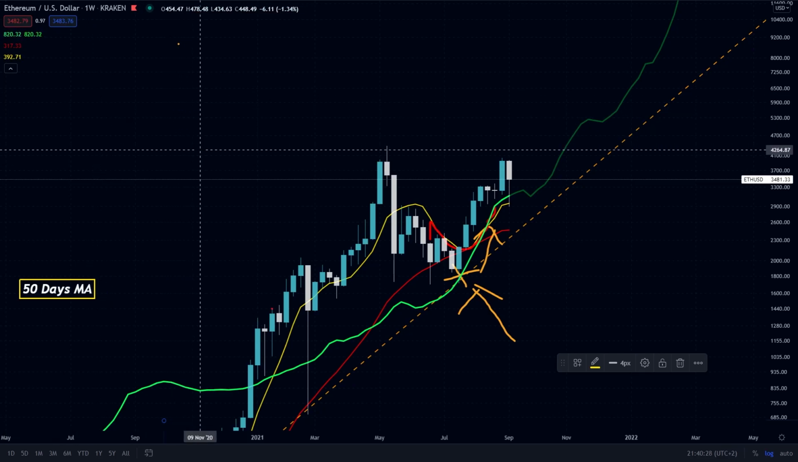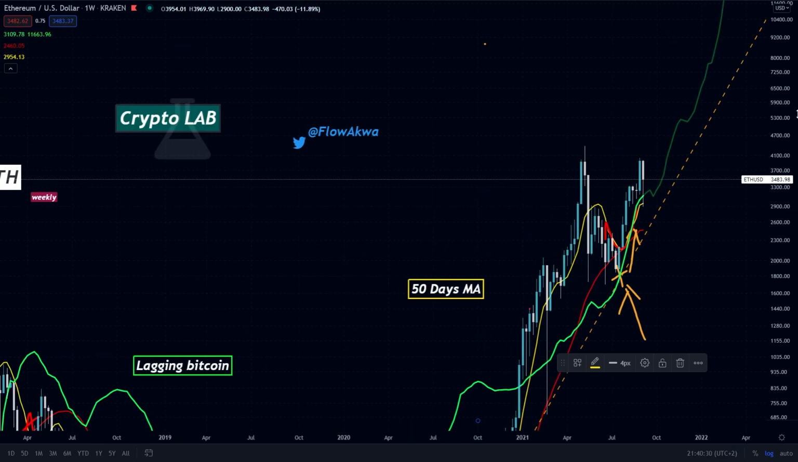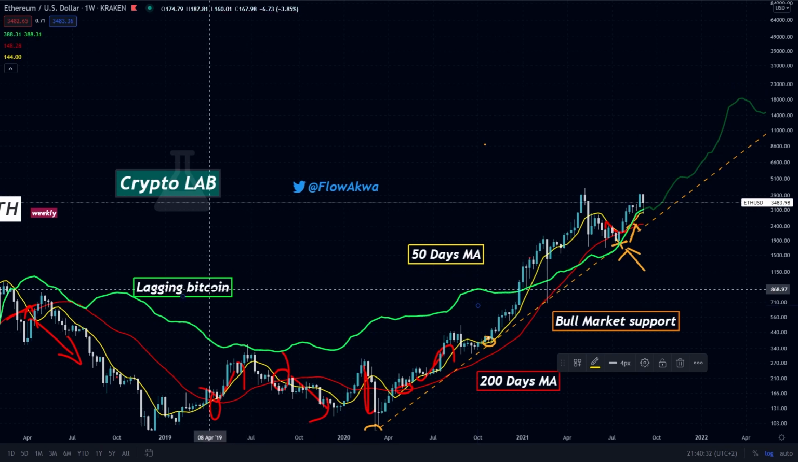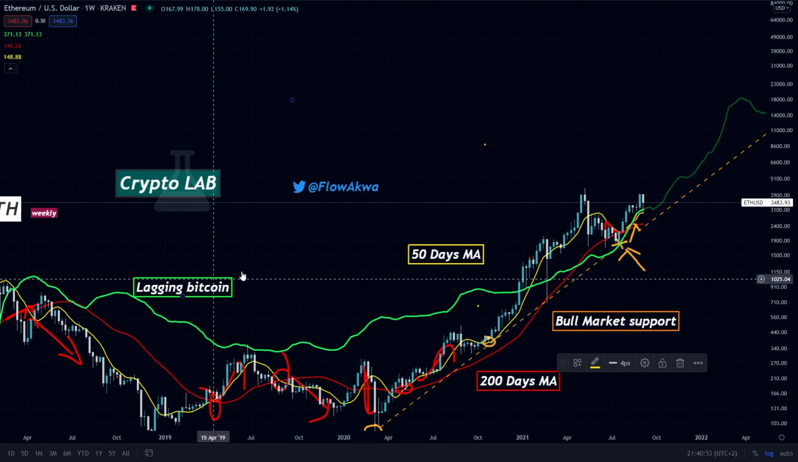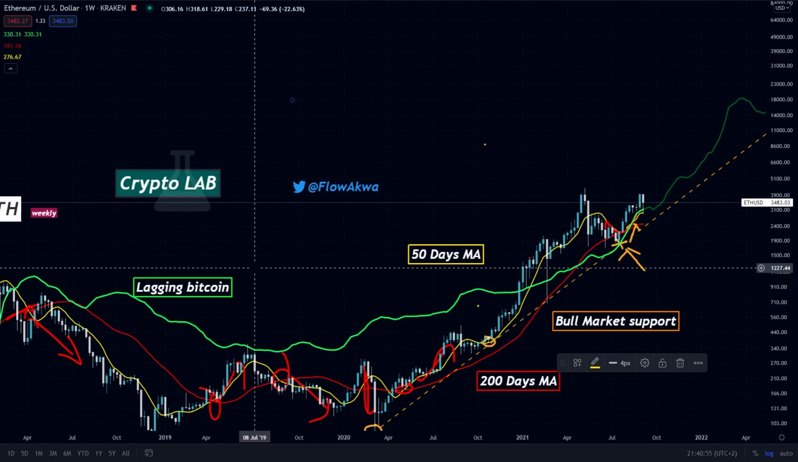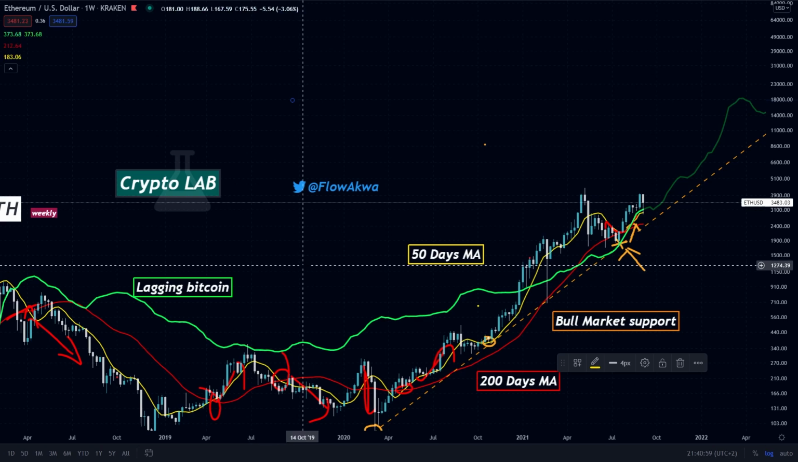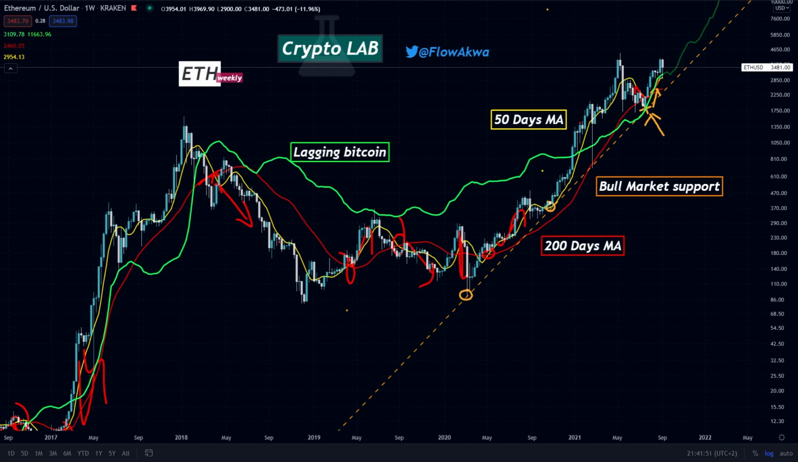And last but not least, we have the lagging Bitcoin indicator in green. As you know, I think that Ethereum is a lagging Bitcoin, just like XRP. So we should see Ethereum having a bull market similar to the one that we had for Bitcoin in 2017.